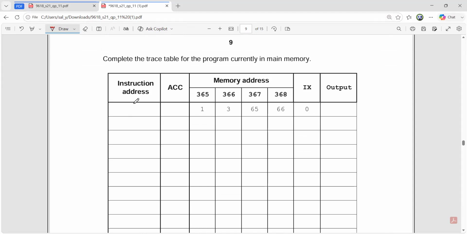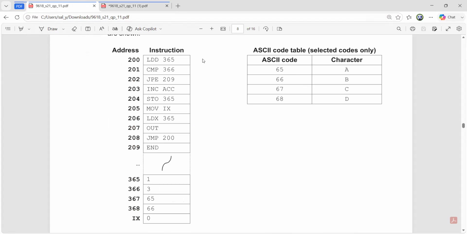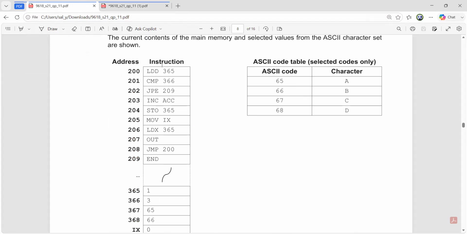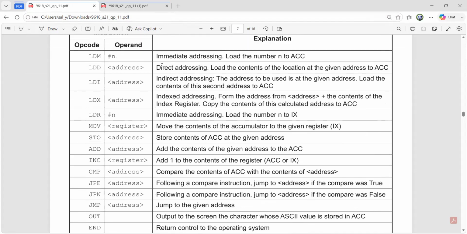So the very first thing that I'm doing here is simply writing 200 in the instruction address, because that is the instruction address that we can see here. And then it says LDD 365. Now let's move to the table and see what LDD is doing.